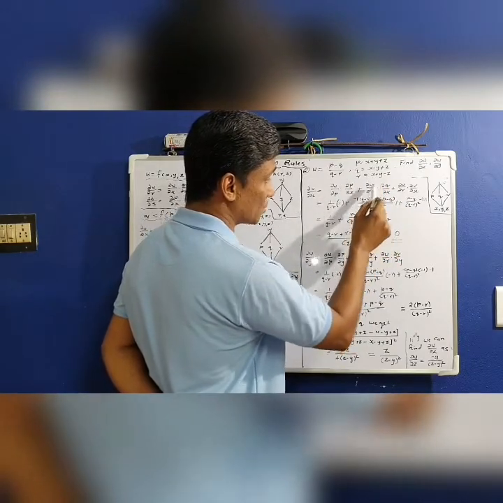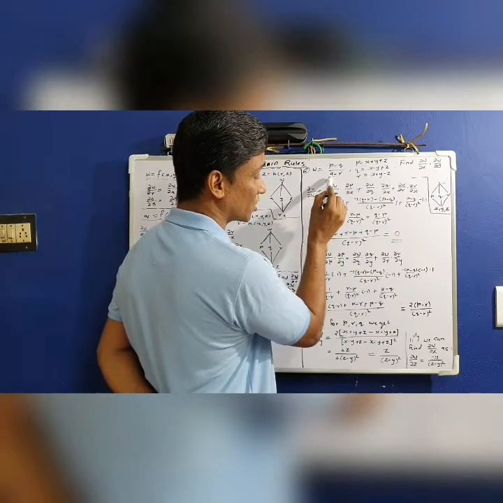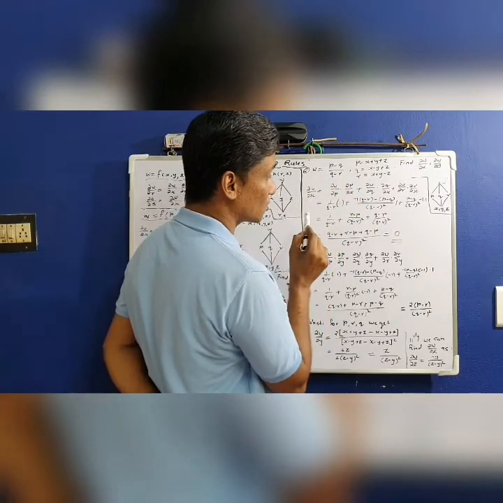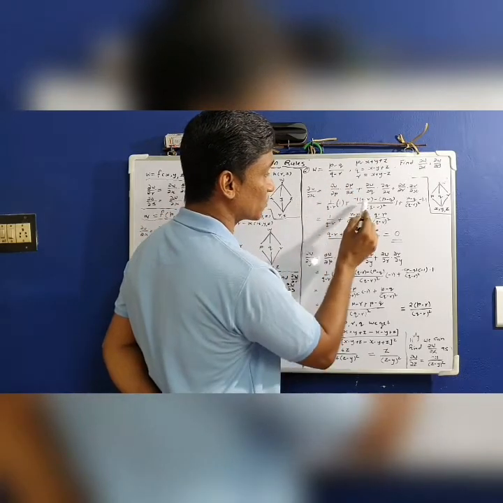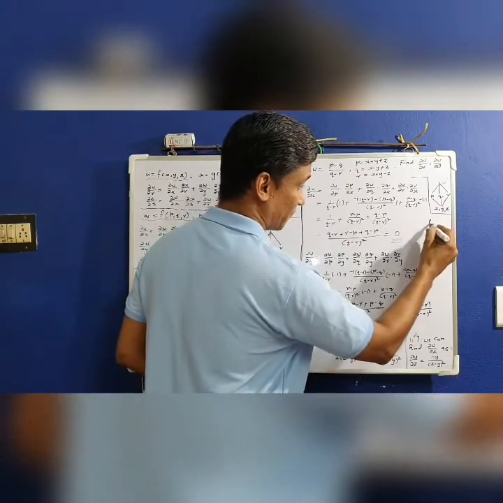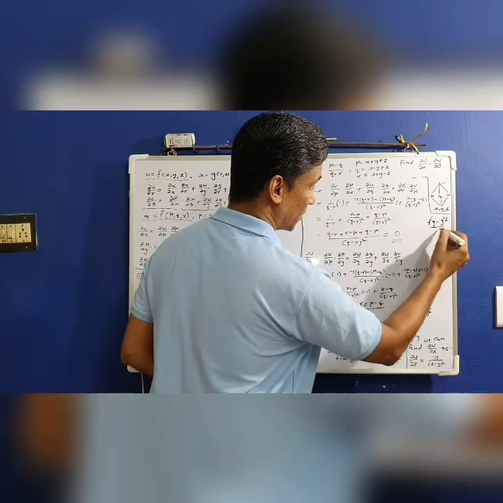So what is ∂w/∂q? I have to differentiate this with respect to q. So p and r both are constants. So I am using the result (f′g − g′f)/g².